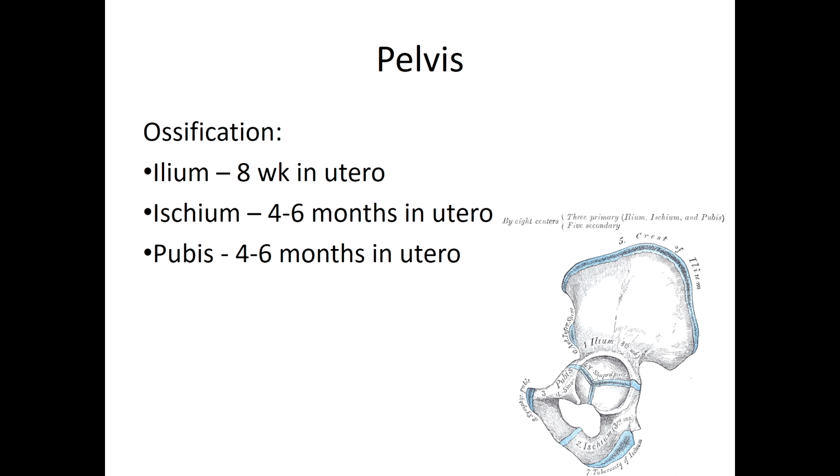Pelvis. Ossification is at 8 weeks in utero in the ilium. Ischium is at 4 to 6 months, all in utero, as you can see.